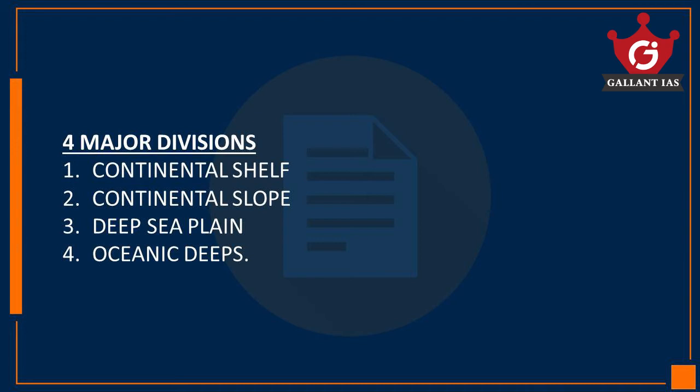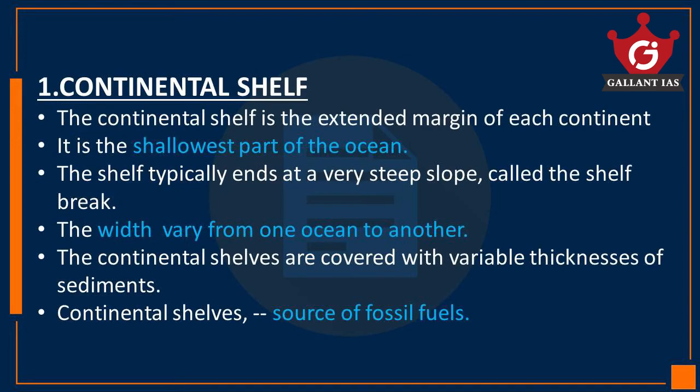The first one is the Continental Shelf. The second one is the Continental Slope. The third one is the Deep Sea Plain, and the last one is the Oceanic Deeps. So let's discuss one by one. The first one is the Continental Shelf.